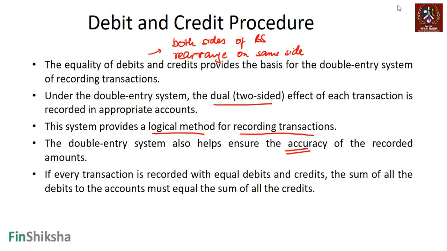If every transaction is recorded with equal debits and credits, the sum of all debits to the accounts must equal the sum of all credits, right? If every transaction has equal debits and credits, then the sum of debits to the accounts must equal the credits.